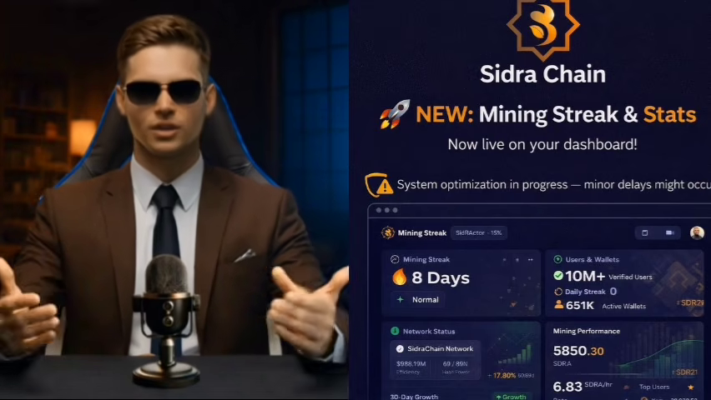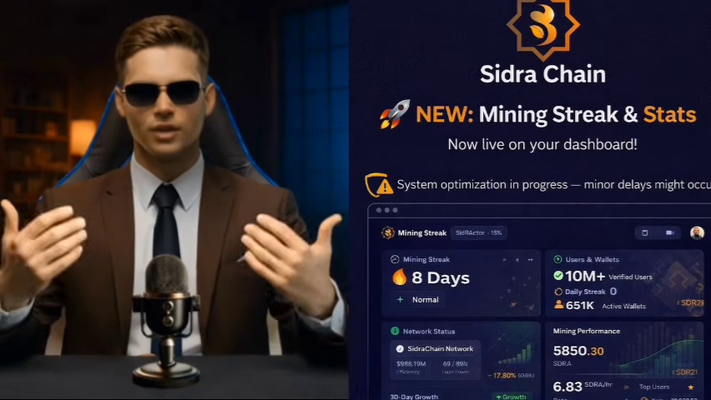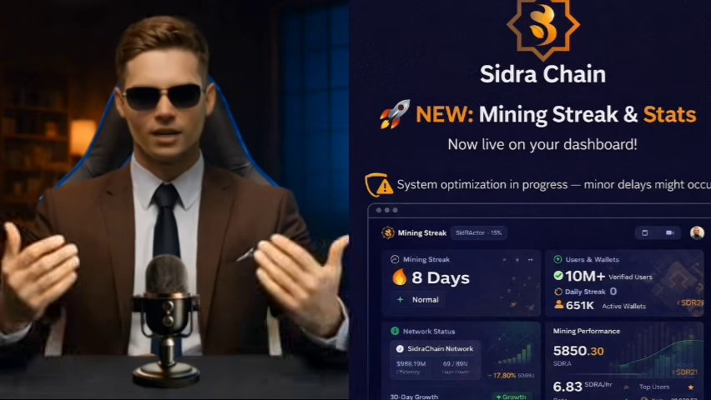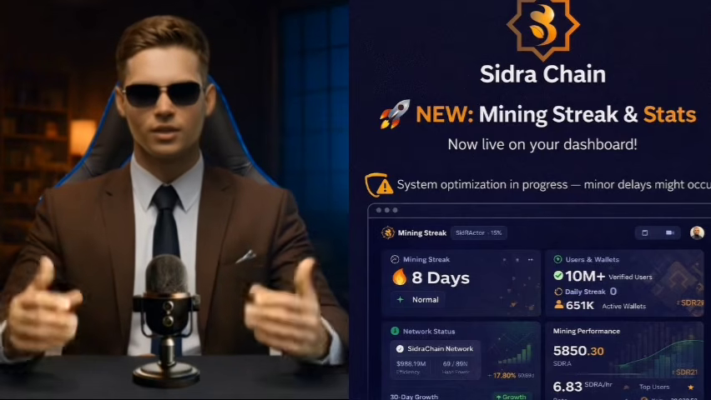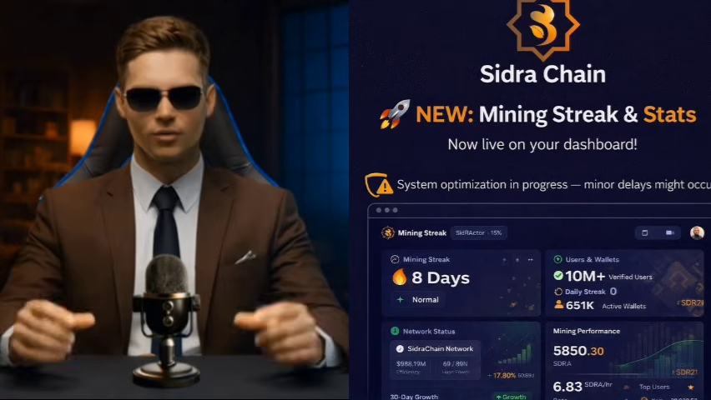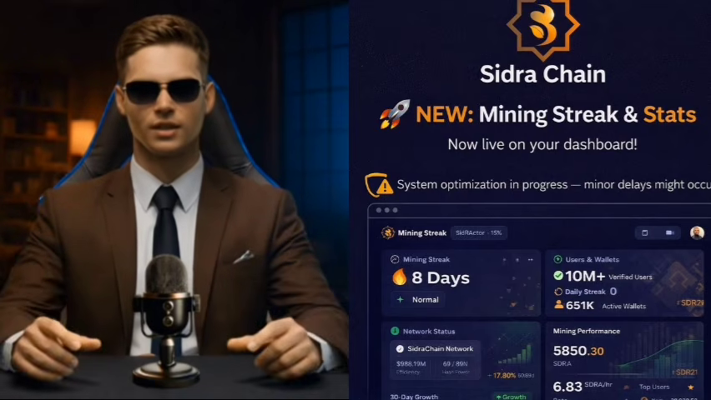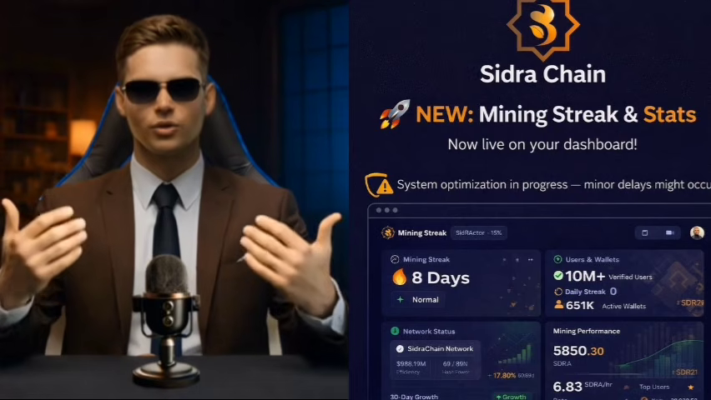What this means for you. If you're holding assets inside Sidra DEX, your wallet now reflects internal value standards. You are seeing ecosystem native accounting. Your assets are measured in SDA equivalents. This doesn't eliminate external markets. It simply establishes internal economic clarity. And clarity is what sustainable ecosystems need.